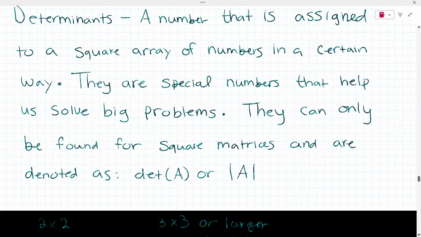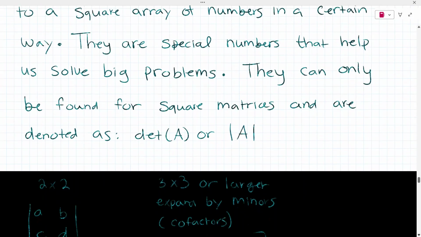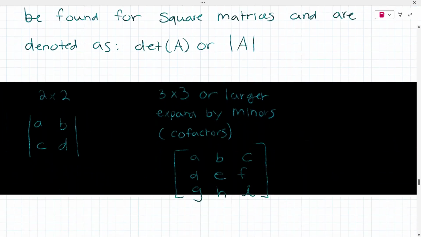Your final answer will be just a number, and we're going to talk about how to find it when a matrix is 2 by 2 and 3 by 3. 2 by 2s are pretty easy. 3 by 3s are a little bit more work. With a 3 by 3 or larger, expand by minors and cofactors. I'll explain what that means.